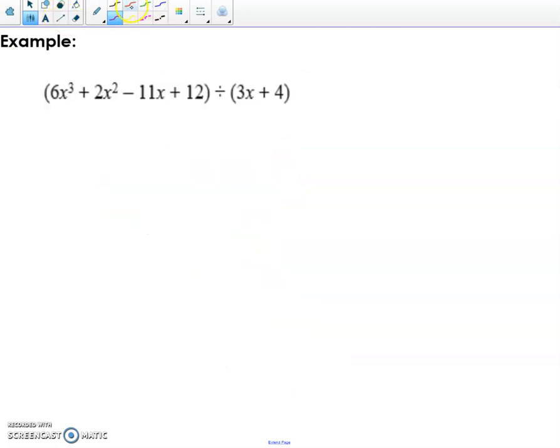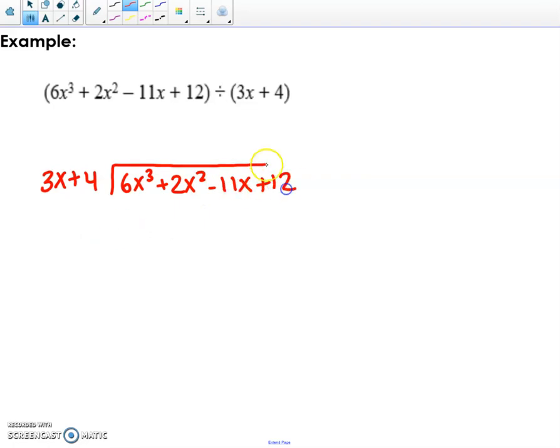And we're going to look at another example. So again, we're going to set it up with the divisor on the outside. So 3x plus 4. And our dividend on the inside, 6x cubed plus 2x squared minus 11x plus 12. And again, we're going to look at the first terms, so 3x and 6x cubed. So what times 3x is going to give us 6x cubed? That's going to give us 2x squared. And again, we will multiply. Okay, so 2x squared times 3x is 6x cubed. 2x squared times 4 is 8x squared. And then we subtract.